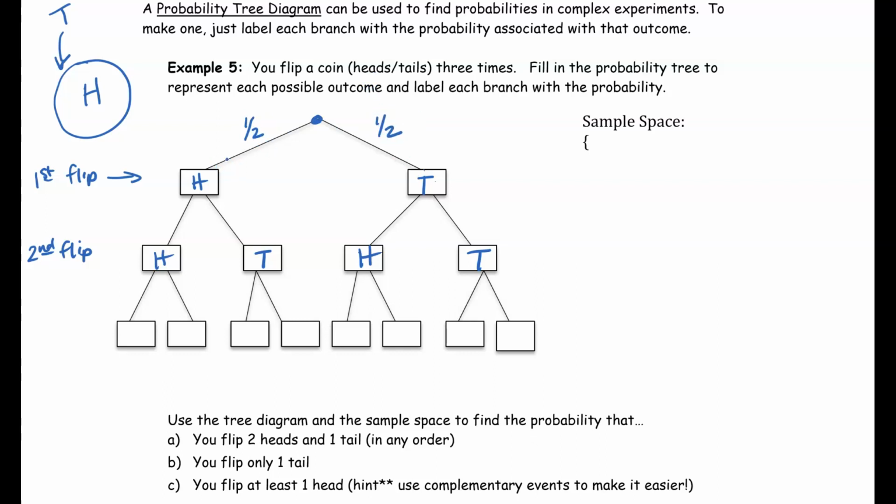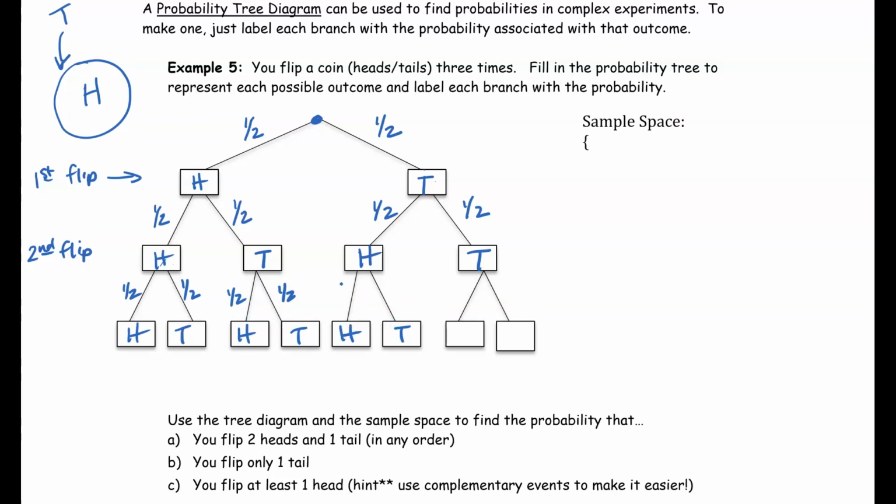Now after I flip it once and I flip it again, those probabilities don't change. The probability of a coin, no matter how many times I flip it, is always a half. So then I keep going. So when I'm at this place, so let's say I get a head and then a head, well, I could get a head or a tail on that last flip, and these are a half also. Right here, I could get a head or a tail, and these probabilities are a half.